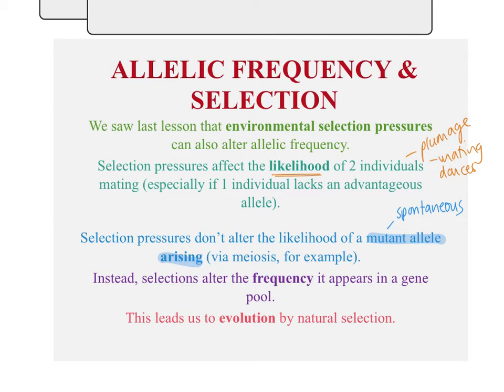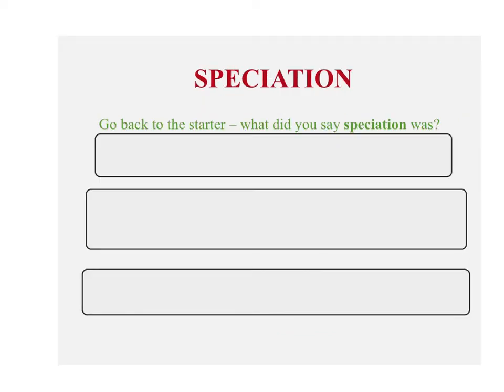However, selection pressures themselves alter the frequency that an allele will appear in a gene pool. So by it, I mean the allele in a gene pool, and this over time gives us evolution. And we have to be quite specific here in the exams. Evolution by natural selection. Natural selection implying that selection pressures have had an impact on the passing down of the alleles over time.